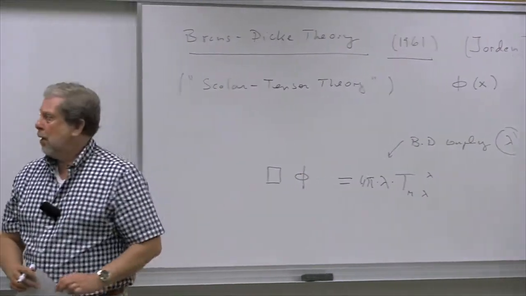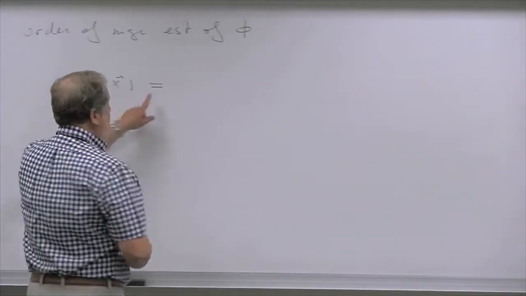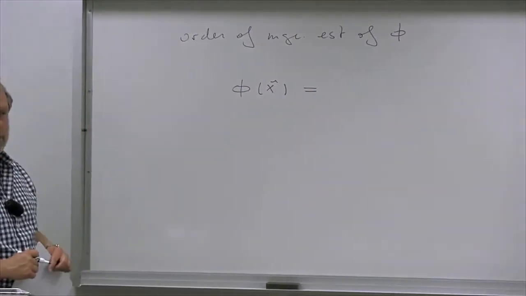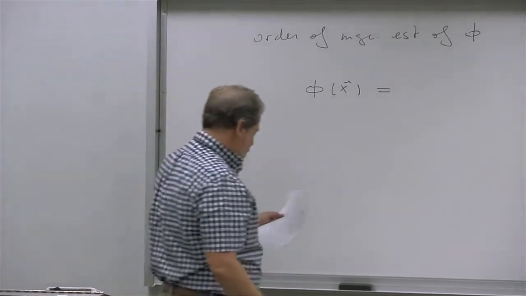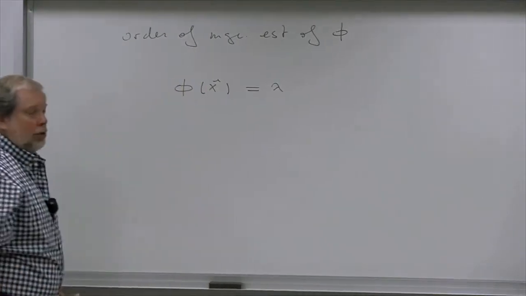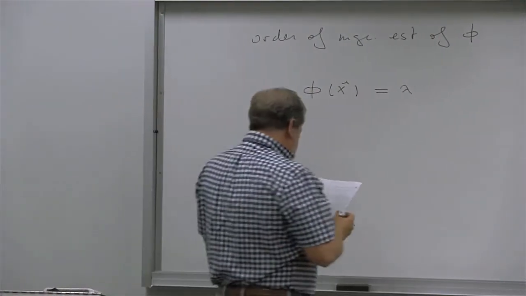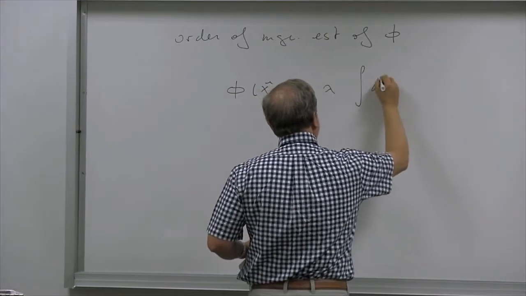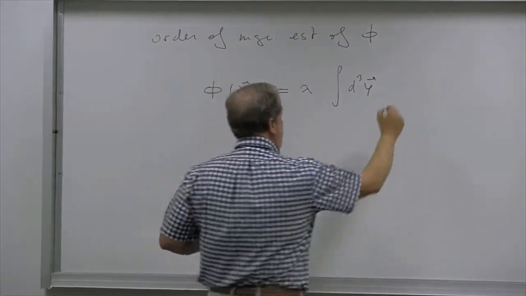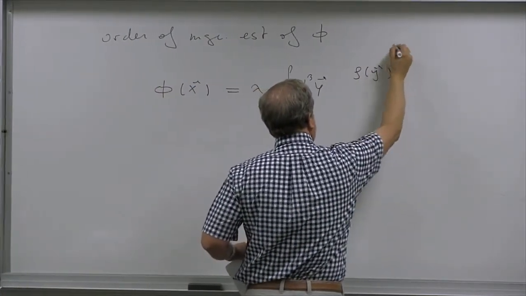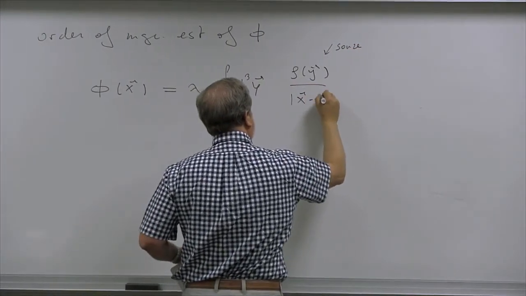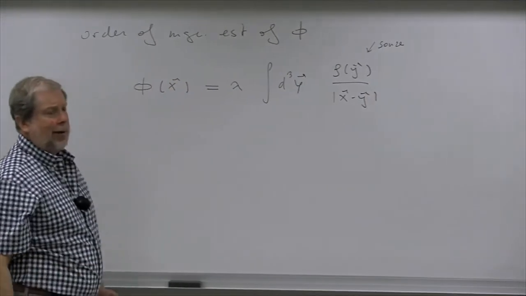So the field at x, its source is matter. And in the non-relativistic limit, the energy momentum tensor for matter is just rho. So we can write this as, well, the coupling, of course, is still there. Forget about the 2 pi, because we're just doing an order of magnitude estimate. So this is equal to the integral over some sort of sphere, d3y of rho of y, this is the source, divided by x minus y. This is the original Brans-Dicke argument.